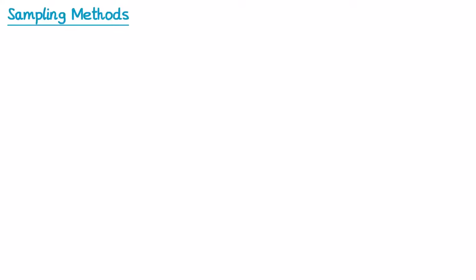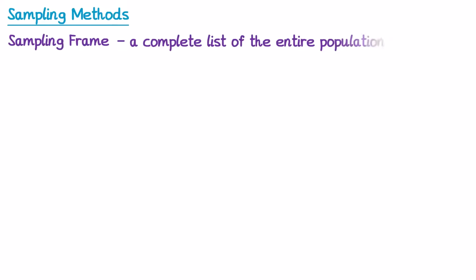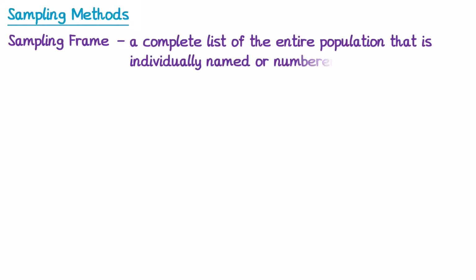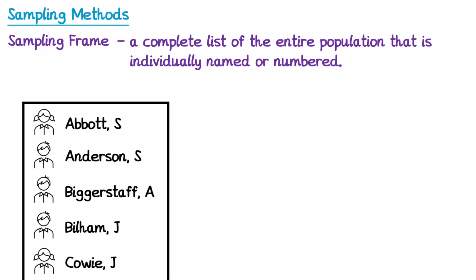Sometimes when we take a sample, we use a sampling frame. A sampling frame is a complete list of the entire population that is either individually named or numbered. In our example, the sampling frame could be a giant register of all of the students in the school. This is a list that's individually named. All of the items in the sampling frame are known as sampling units. So in this one, all of the students' names are the sampling units.